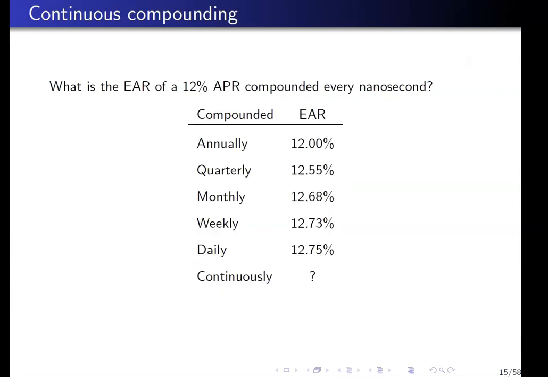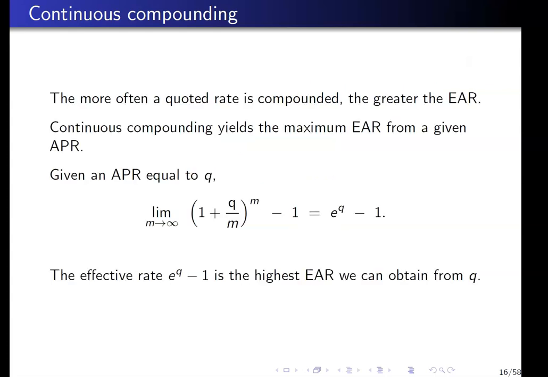What is the EAR of a 12% annual percentage rate compounded every nanosecond? So if the APR is 12% compounded annually, the EAR is 12; quarterly, 12.55; and so on, 12.68. So the question is, will the EAR become infinite if we compound infinitely? That's the question, and the answer is no. The EAR always remains finite.